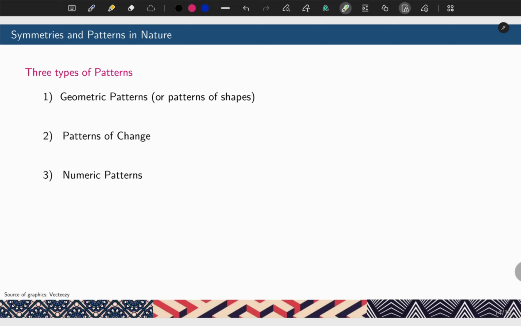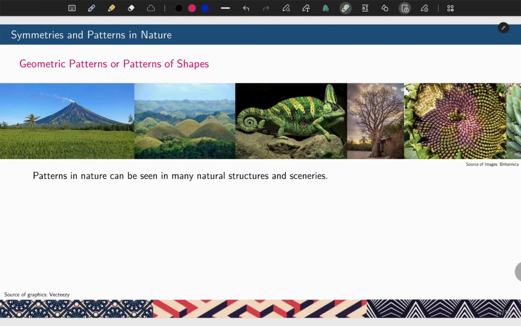There are 3 types of patterns. First, geometric patterns or patterns of shapes. Second, patterns of change. And third, numeric patterns. These are some of the examples of geometric patterns or patterns of shapes that can be seen in nature. First, we have the Mayon volcano. This one exhibits bilateral symmetry.